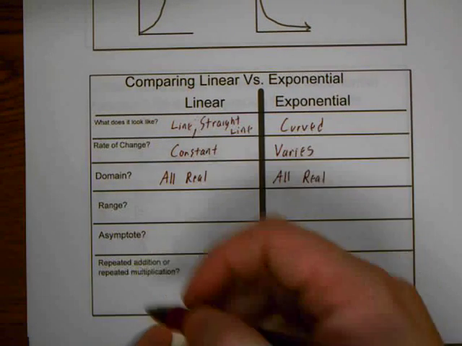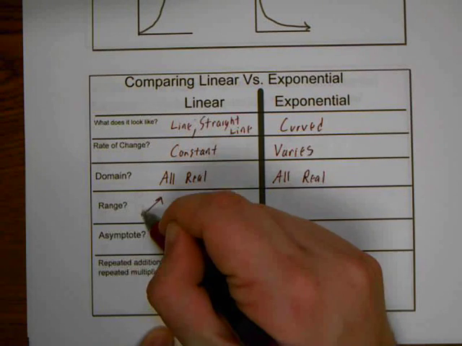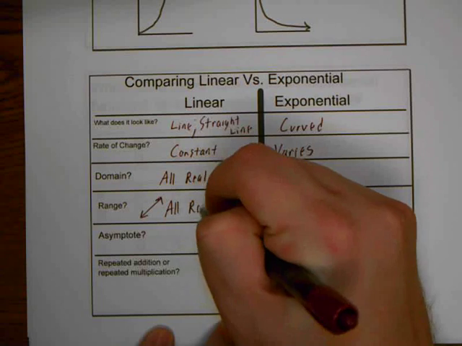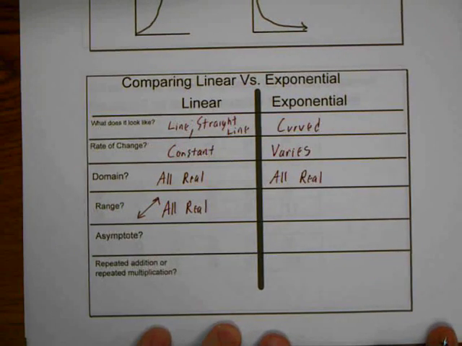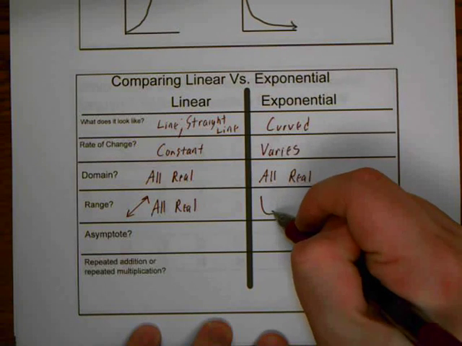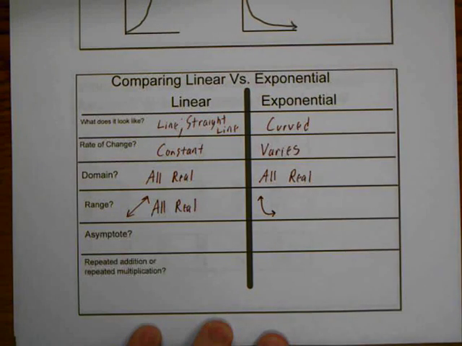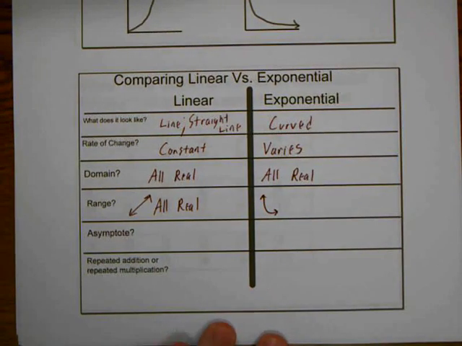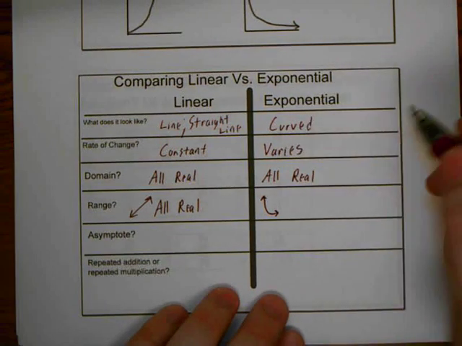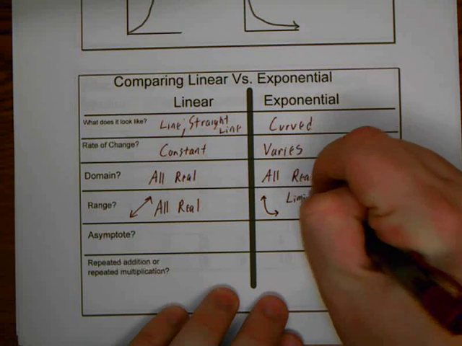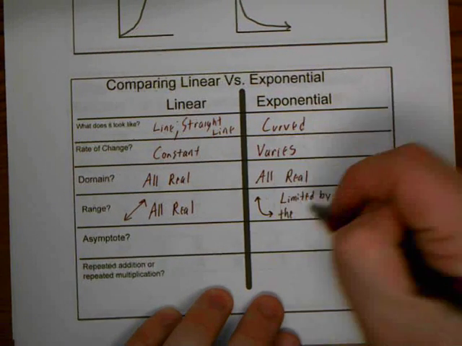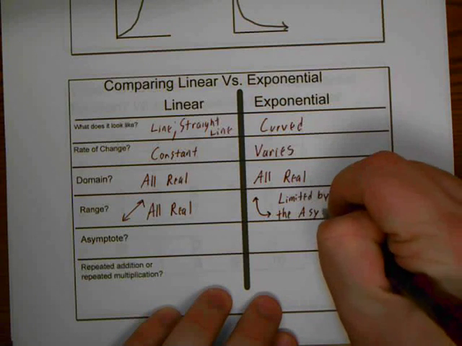When we talk about range, since the linear function is a straight line, it also will have a range of all real. Now, if you looked at your exponential, you will notice that its curve tended to level off. That place where it levels off is called an asymptote. And with that asymptote, we aren't going to have any values that are below that asymptote. So our range is going to be limited by the asymptote.